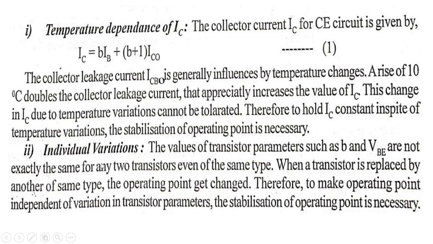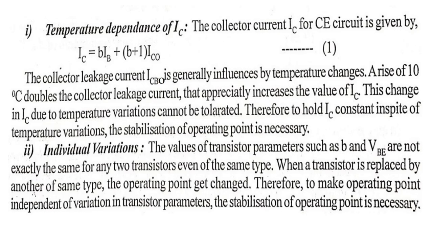Second point, that is individual variation. The values of transistor parameters such as beta and VBE are not exactly the same for any two transistors, even of the same type. When a transistor is replaced by another of the same type, the operating point gets changed. Therefore, to make the operating point independent of variation in transistor parameters, the stabilization of the operating point is necessary.